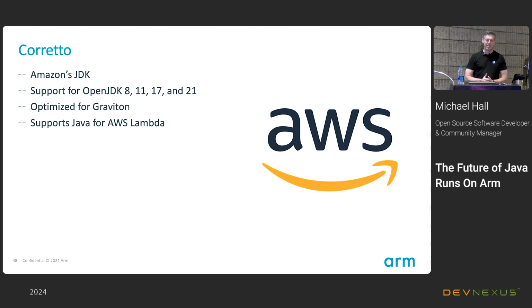Amazon has their own build of OpenJDK called Corretto. That has support for OpenJDK 8, 11, 17, and 21 on AArch64. They have specifically optimized this for Graviton. So I don't know if there's code-specific optimizations in theirs that they haven't sent back to OpenJDK, but there's certainly compile time optimizations since they know exactly what version of the ARM instruction set Graviton supports. And this is nice because this makes it run better for things like running functions in AWS Lambda with Java.